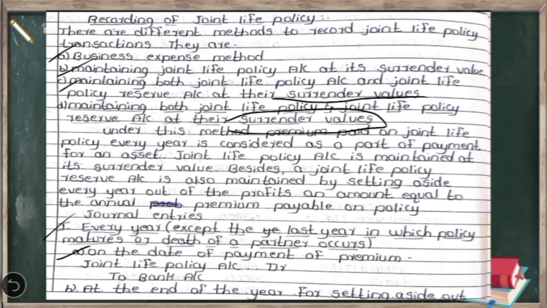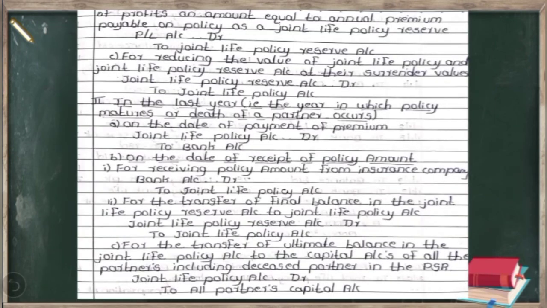Then this next entry will be passed at the end of every year for setting aside out of the profit an amount equal to the annual premium payable on the policy as the joint life policy reserve. So whatever the annual premium you have to pay every year, to that extent you are making the appropriation of profit. From the profit and loss account, you are keeping aside that amount as a joint life policy reserve account.